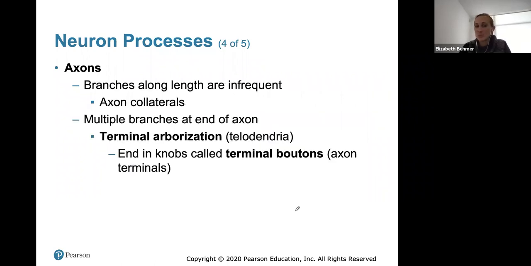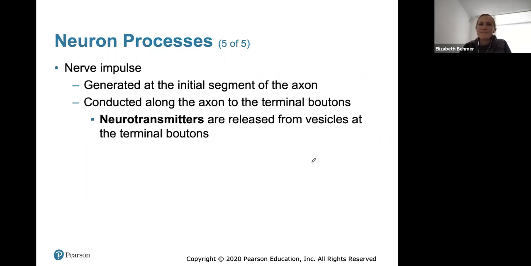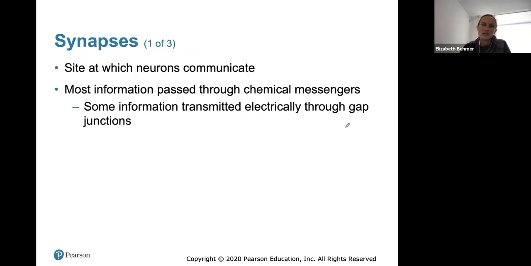The axons will eventually branch along their length, but the branches are infrequent until the end, which we call axon terminals. There are multiple branches at the end of the axon, and we call these branches terminal arborization or telodendria, and they end in knobs called terminal boutons or axon terminals. The nerve impulse is generated at the initial segment of the axon at the axon hillock, and then it's conducted along the axon to the terminal boutons, where neurotransmitters are released from the vesicles.